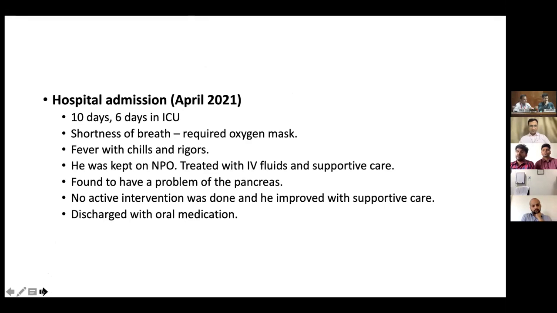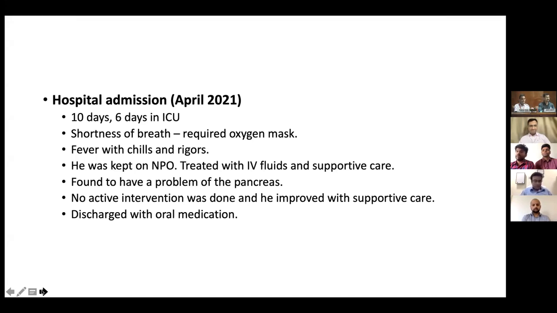For the above said complaints, he was admitted for a period of 10 days in the hospital, out of which the first 6 days was spent in the ICU. He also developed shortness of breath during the first admission, for which he required oxygen mask. He also had fever, chills, and rigors during the hospital stay, which relieved during the course of admission.